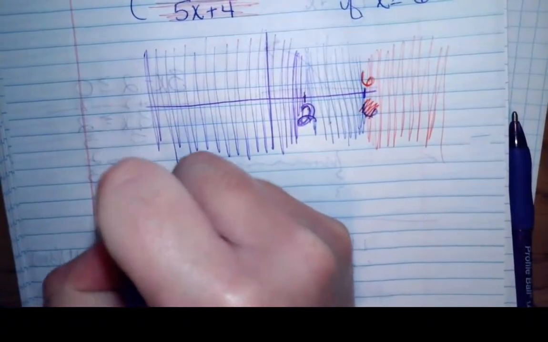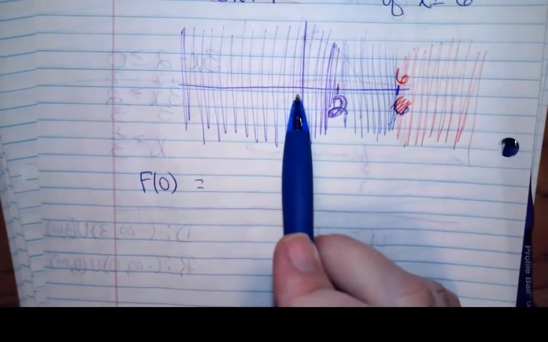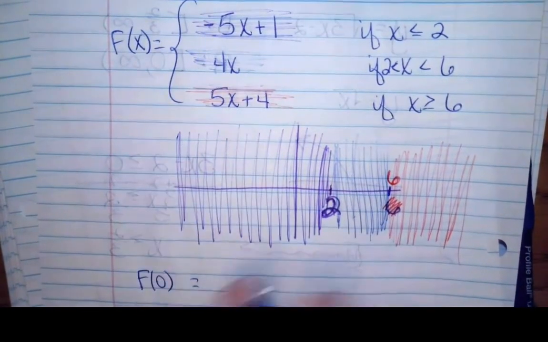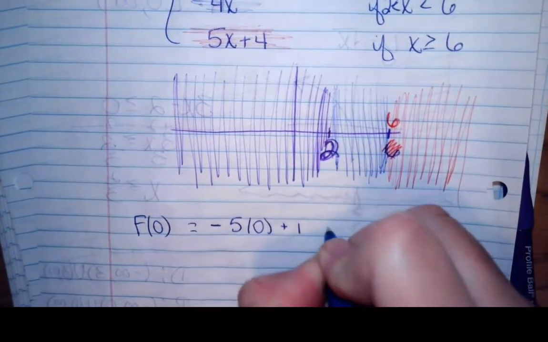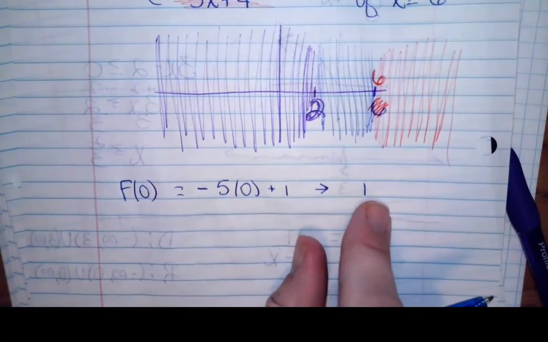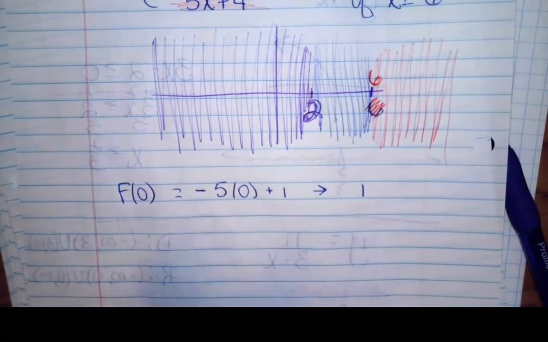So question number 1 is, what is f of 0? Well, where's 0? 0 is right here in purple's territory. So come up here and grab the purple function, shove in a 0. So I get negative 5 times 0 plus 1, which is 0 plus 1, which is 1. So the point (0, 1) is on that graph.